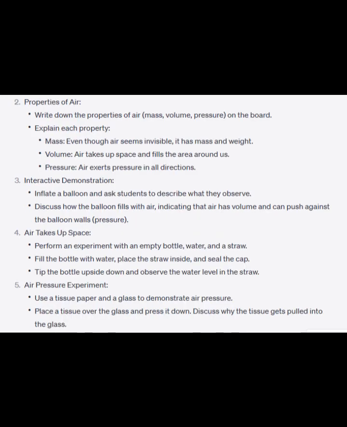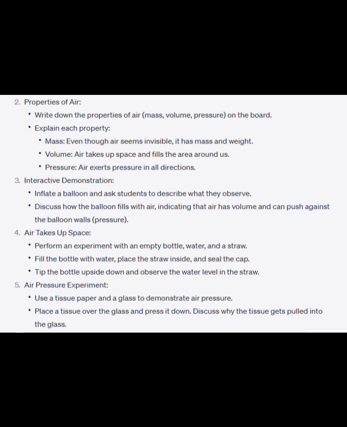Properties of air. Write down the properties of air, mass, volume, pressure, on the board. Explain each property. Mass: even though air seems invisible, it has mass and weight. Volume: air takes up space and fills the area around us. Pressure: air exerts pressure in all directions.